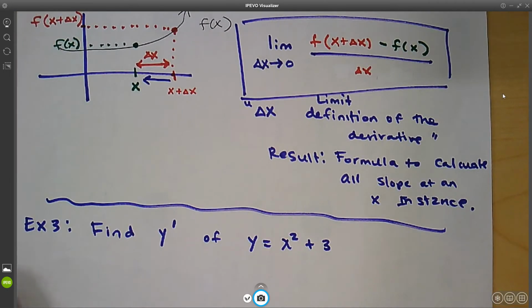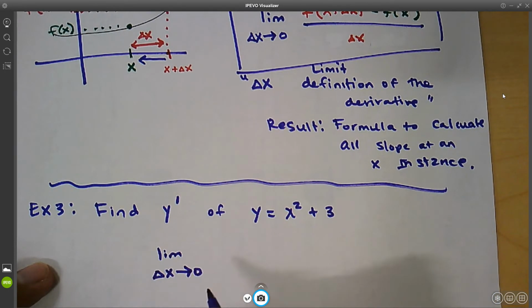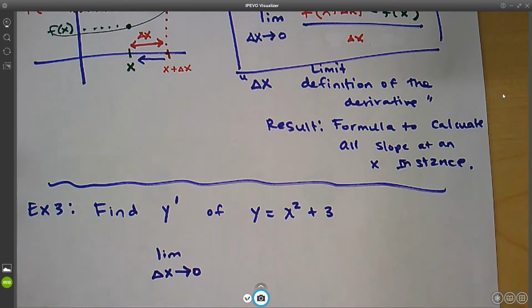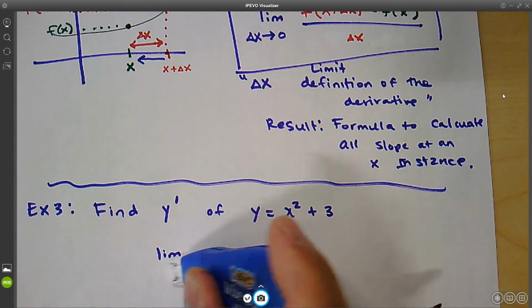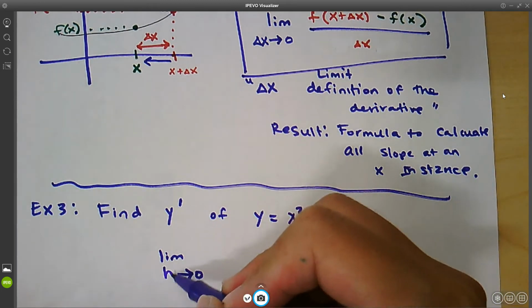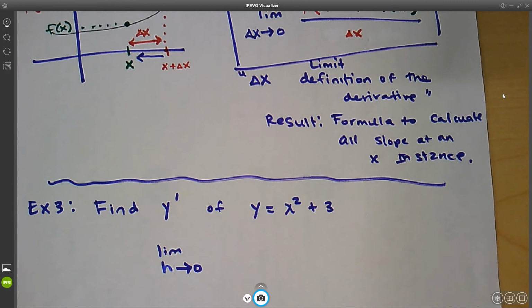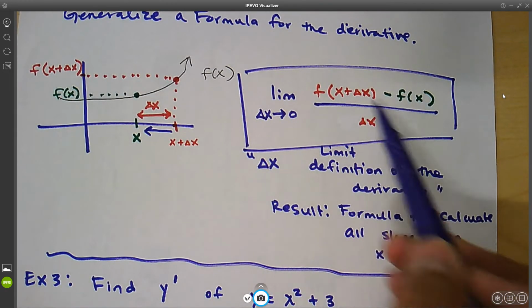So we're going to use the formula that we have up here. It starts out with a limit as delta x goes to 0. Then, instead of delta x, we can use what? Let's use h. Is that okay? Just because delta x gets mixed up with the other x's, so some people like to use an h instead. So just think about it as an h here, an h here, and an h there.